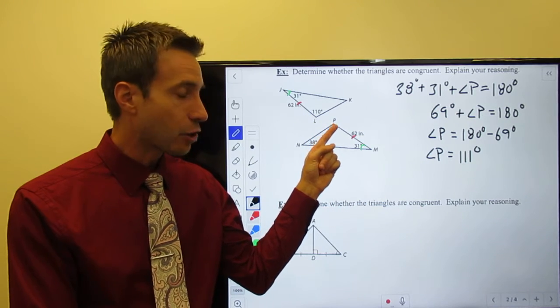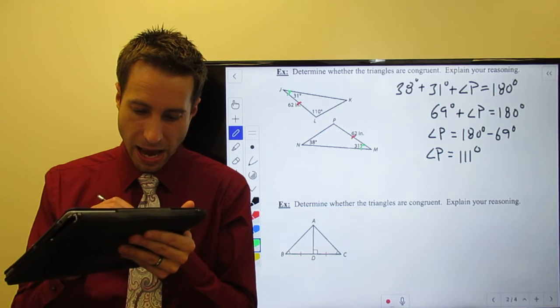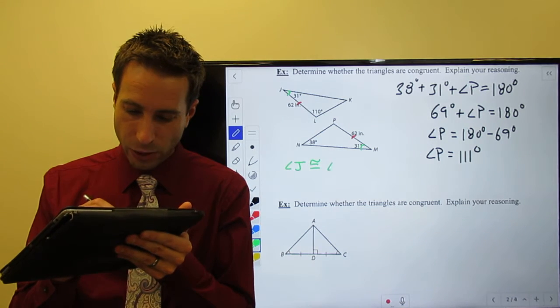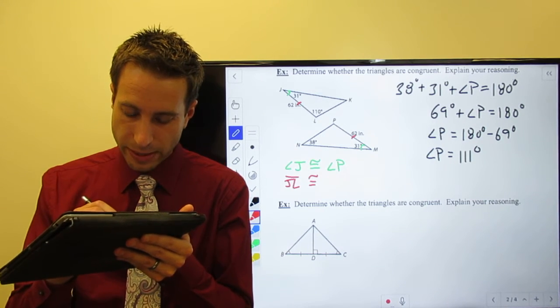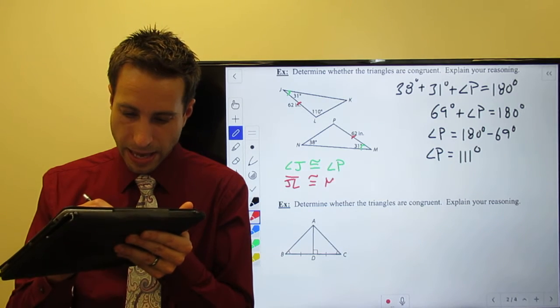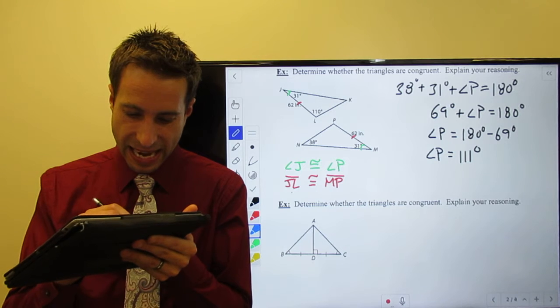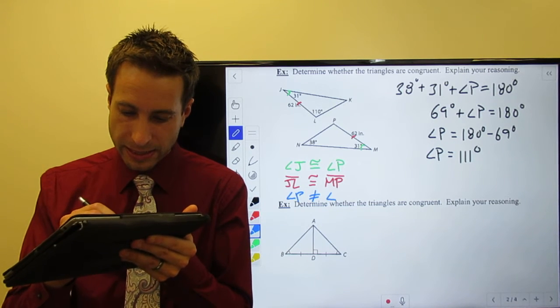Angle L and angle P are not congruent, right? So here's what I've got. I've got angle J is congruent to angle P. I have side JL is congruent to side MP. But right here, what I see is that angle P is not congruent to angle L.